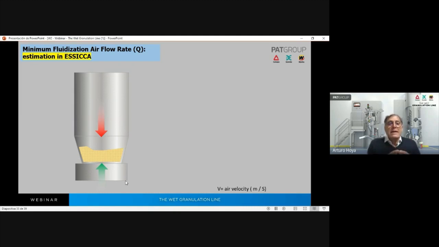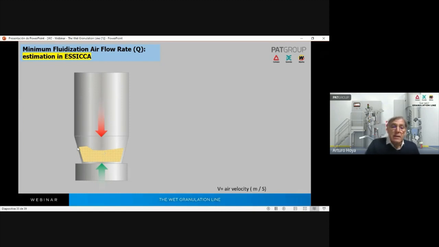In other words, the minimum airflow that moves the granules and fluidizes them. Well, this experiment is very simple. The red arrow describes the weight of the granules, gravity. The green arrows show the fluidization force, the air trying to oppose gravity.